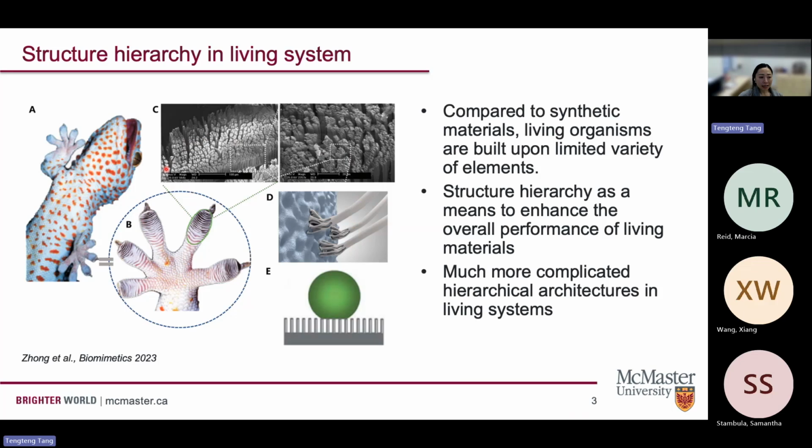So here is an example of the gecko feet. A few decades ago, there was a really intense research interest in understanding how the gecko feet can attach to the smooth glass surface so strongly, but the gecko can also easily detach the feet from the glass surface when they want to. So the researchers found out what happens actually comes down to the complex structural hierarchy on the padding of the gecko feet.